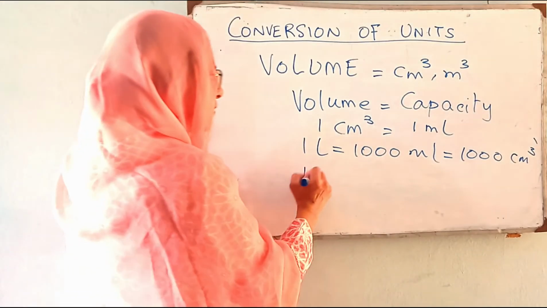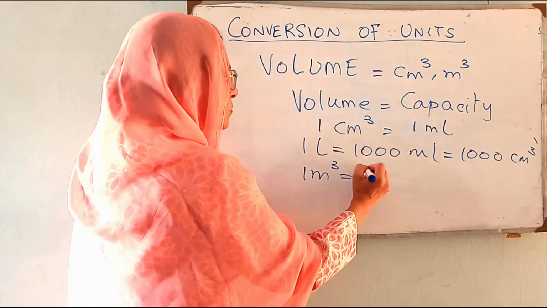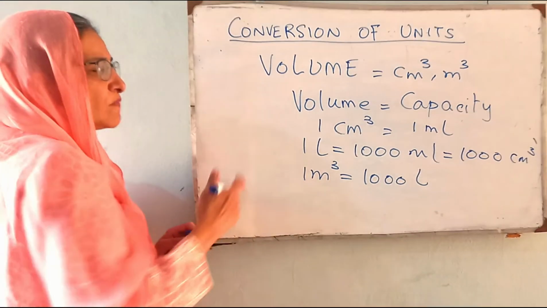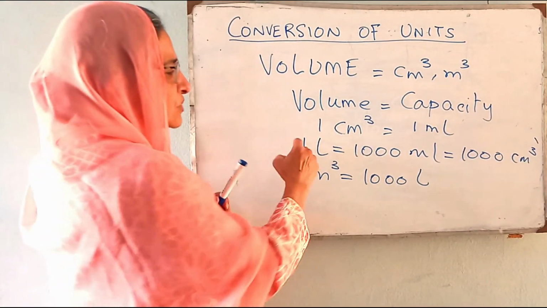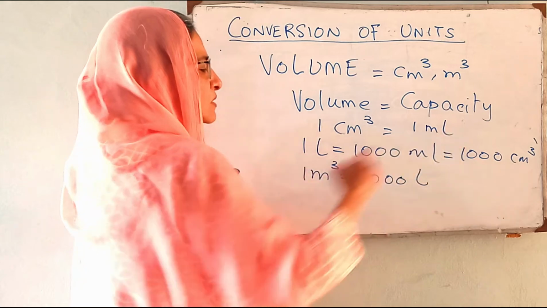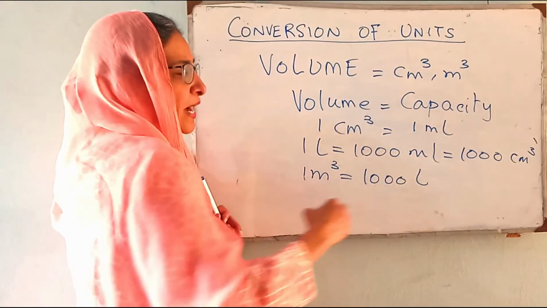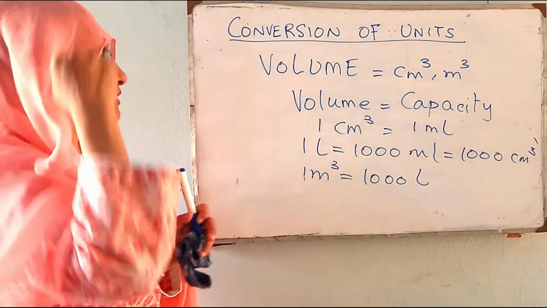Now if I have 1 meter cube, 1 meter cube is equal to 1000 liters. Here we have the relationship that 1 liter is equal to 1000 centimeter cube, but the relationship between meter cube and liter is 1000.